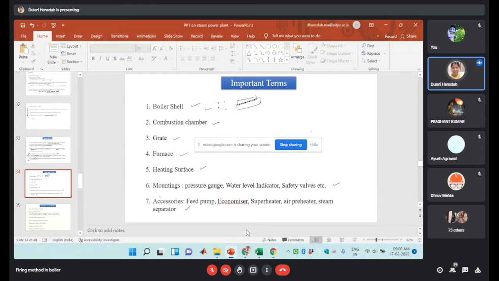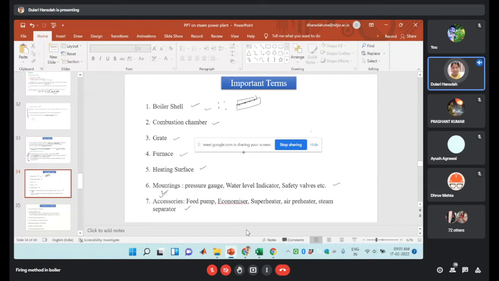Mountings are used for the proper functioning of the boiler. These are essential for the boiler, for safety aspects and other aspects, such as measurement of the water level or the feed water amount.